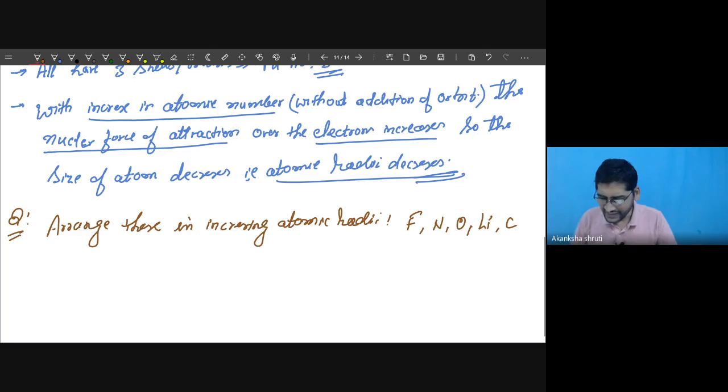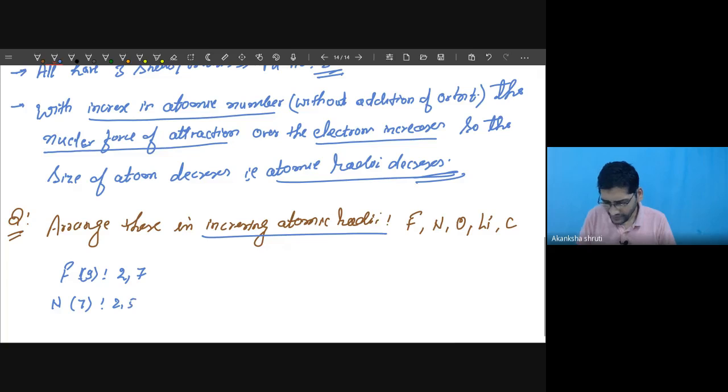So student, very easy again. Increasing atomic radii. So what do we need to write first? The smallest radii, then increasing the size. So observe it. A better thing is to write their electronic configuration. Electronic configuration of fluorine, which is 9, is 2 and 7. The next one is our nitrogen, which is 7, 2 and 5. The next one is oxygen, 8, 2 and 6. Even for lithium or carbon, we can also write: carbon is 6, 2 and 4. For lithium, it is 2 and 1.